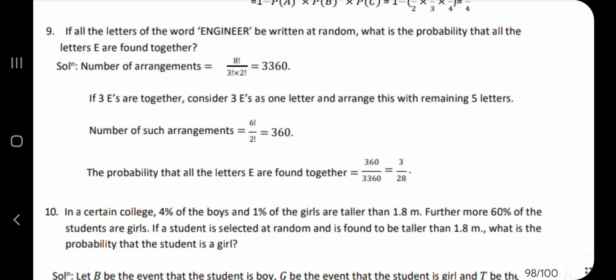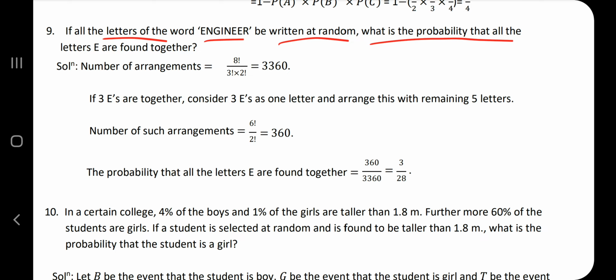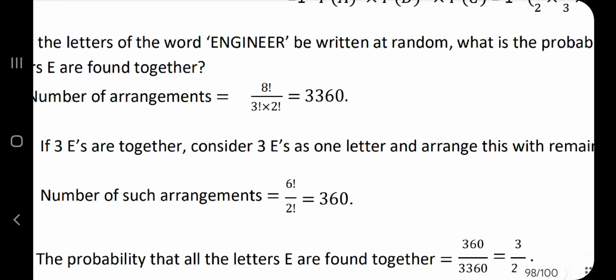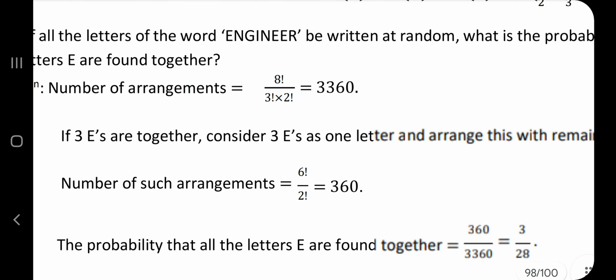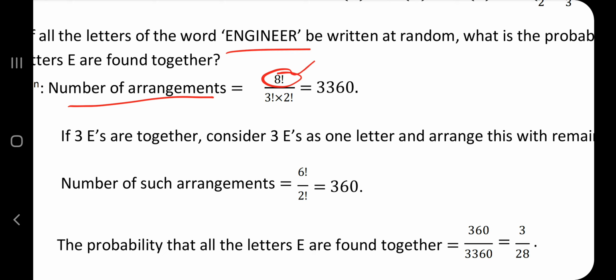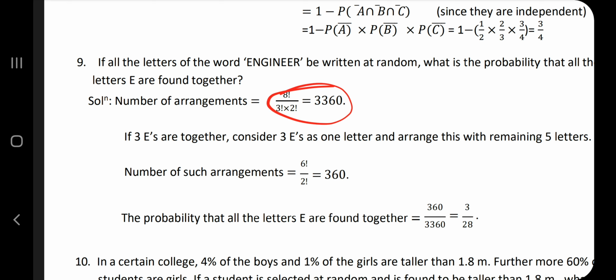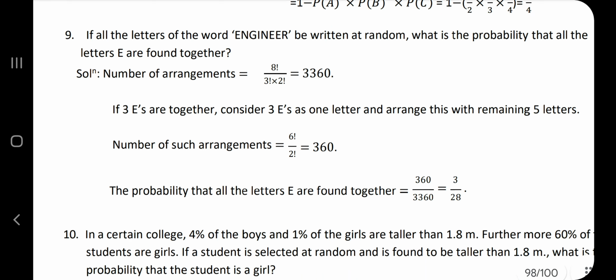Next one is, if all the letters of the word ENGINEER are written in random order, what is the probability that all the E's are found together? So whenever they ask this type of question, the first thing you have to find is the total number of arrangements. Total number of arrangements is 8 factorial. Why 8 factorial? ENGINEER is a word which has 8 letters. So 8 factorial divided by 3 factorial, since E appears 3 times, and 2 factorial, since N appears 2 times. So divide by those factorials. This you already know from the 11th standard. So these are the total number of arrangements.